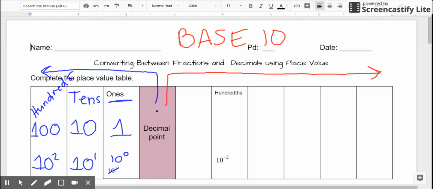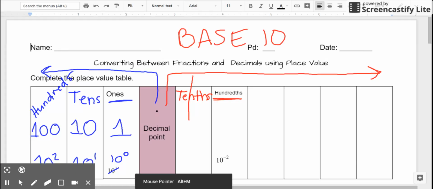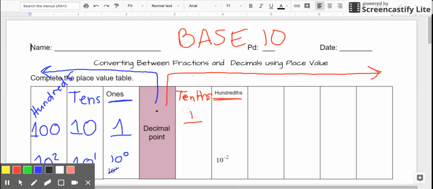Let's look to the right of the decimal point. We know that our second column to the right is the hundredths place. Before we get to the hundredths place, we'll go through the tenths place. So every one number in this position is going to represent a tenth of 1 unit. So we're thinking 1/10. As an exponent, we can represent that as 10 to the negative 1 power.